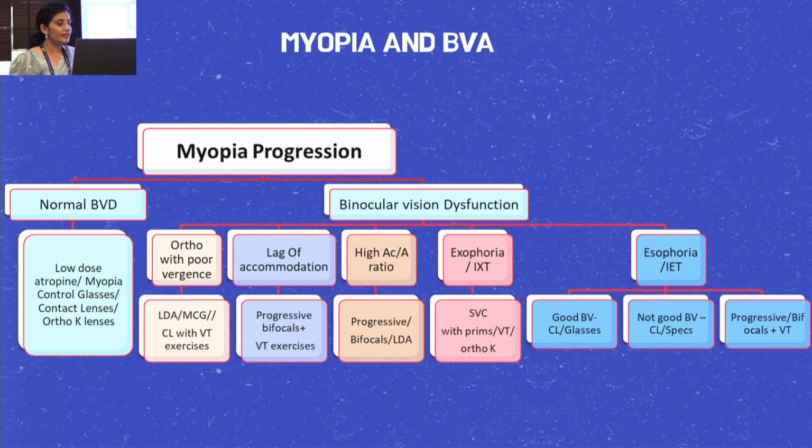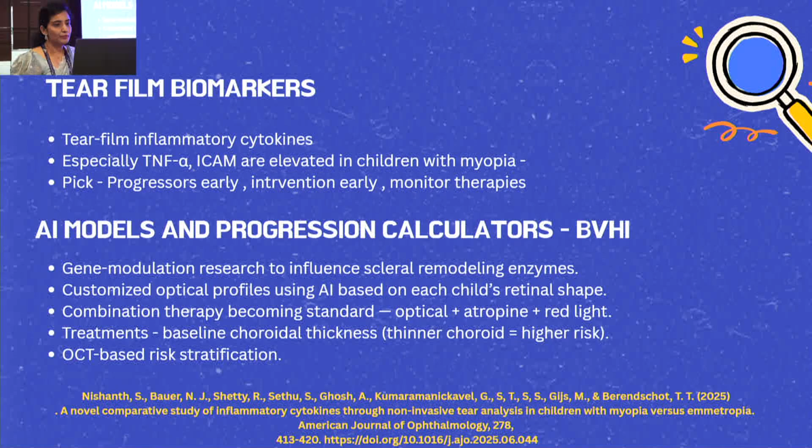If there is an intermittent XT, you cannot give glasses alone, because for the glasses to work, your eyes have to be straight. So in that case, you'll have to give prisms with single vision and add atropine or ortho-K, and vision therapy has to be started. Again, for your intermittent ETs, we can go ahead with progressives and vision therapy.